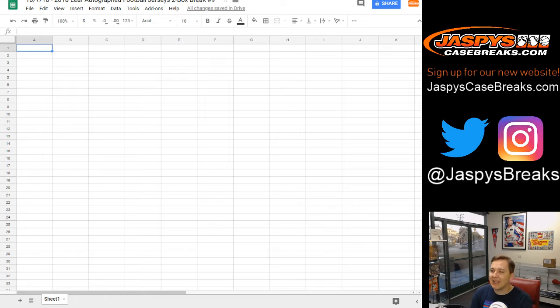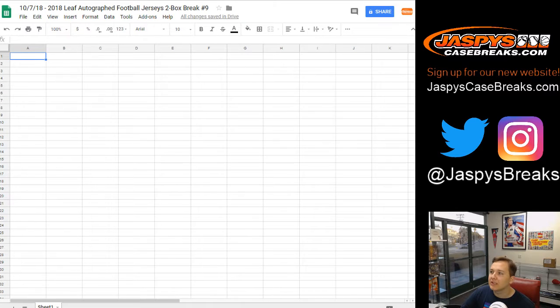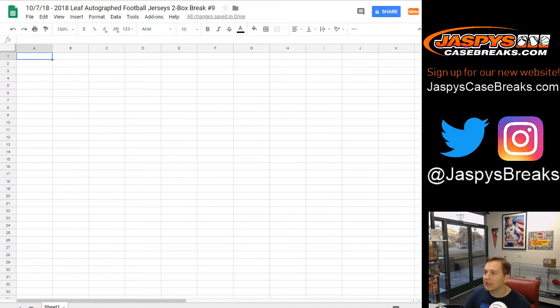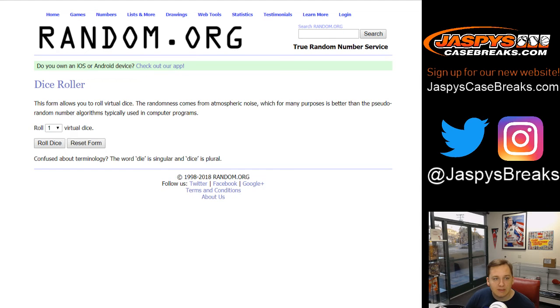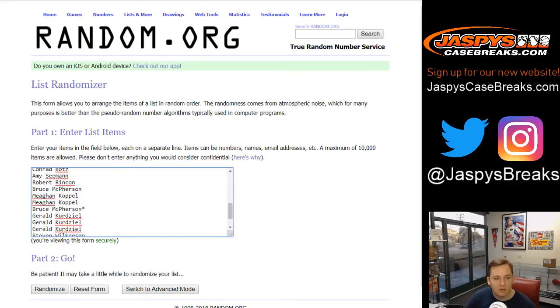This is 2018 Leaf autograph football jerseys, two-box break number 9. Thanks everyone for getting in, appreciate it. We're going to randomize the dice and we're going to go 5 times. So everyone's name is in there.